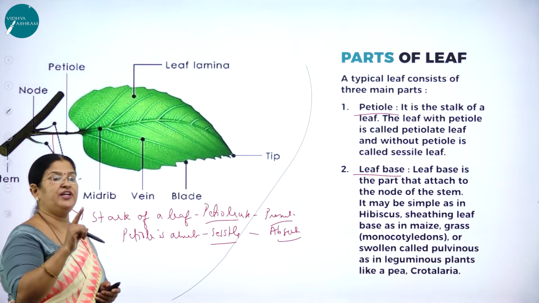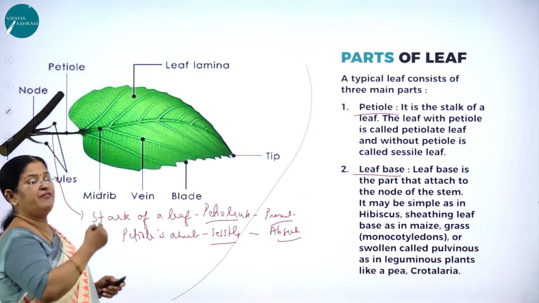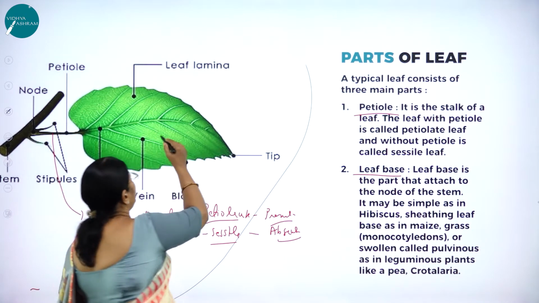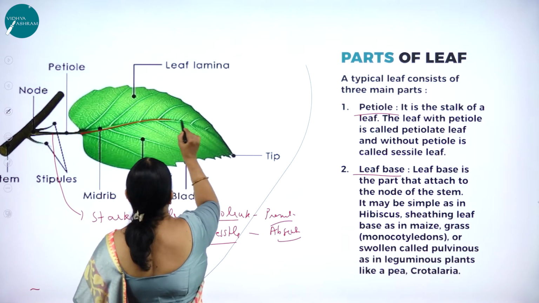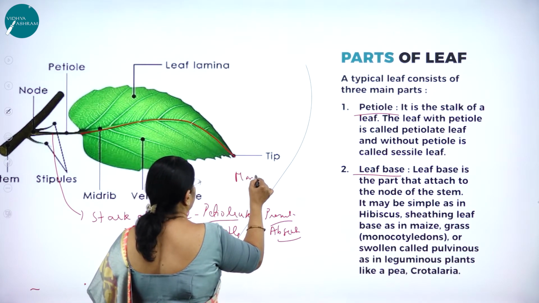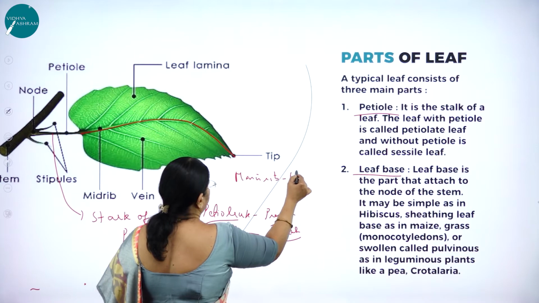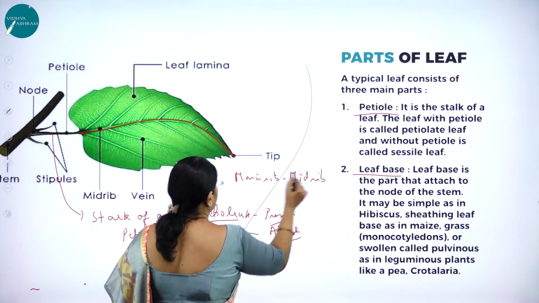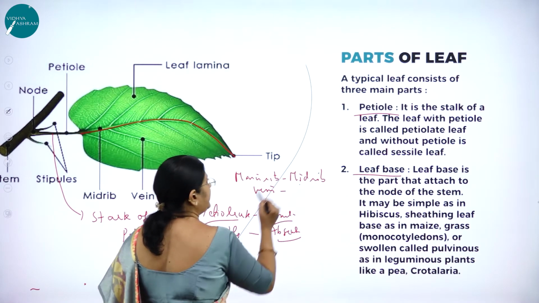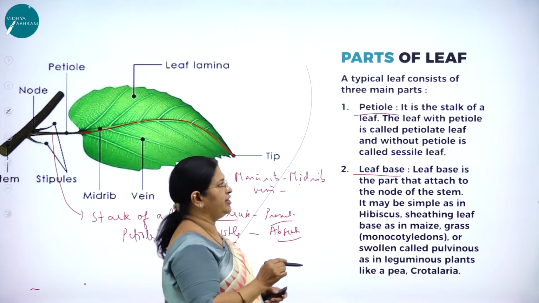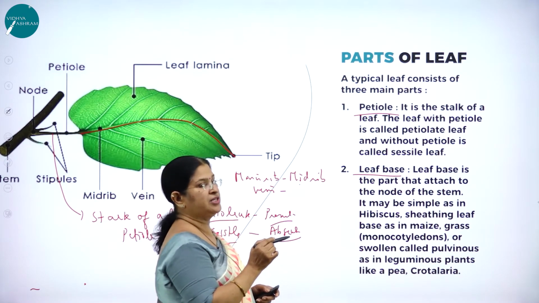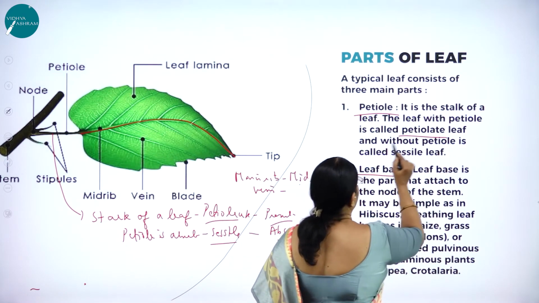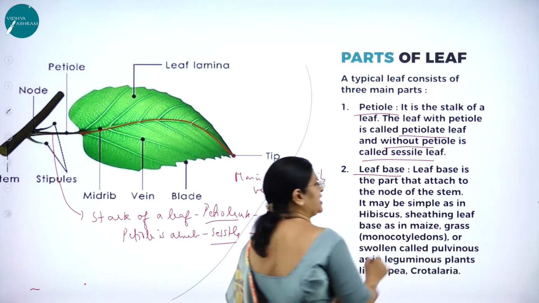The stalk of a leaf is called a petiole, which extends further as the main rib. Called what? Midrib. Main vein called midrib. So petiole is the stalk of a leaf, and a leaf with petiole is called a petiolate leaf, and without petiole it is called a sessile leaf.